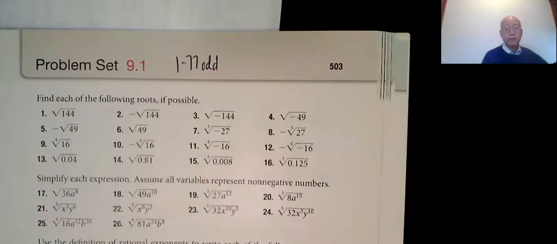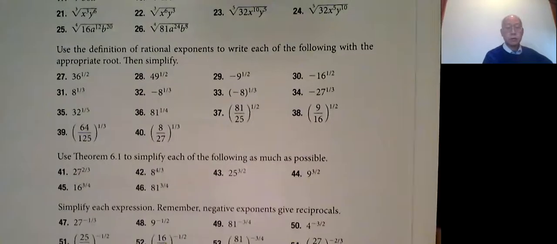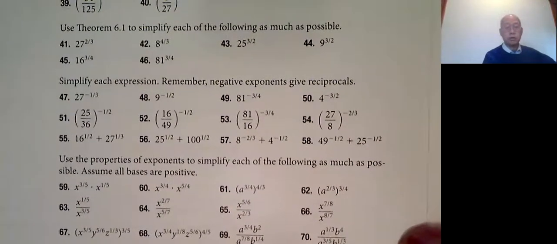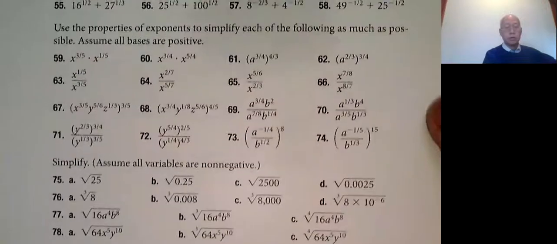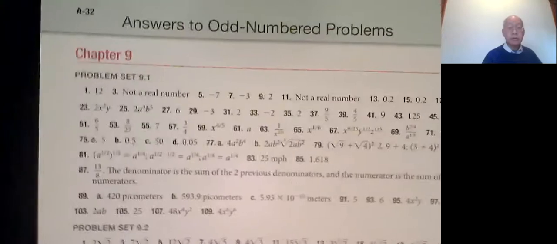These are notes for section 9.1. Okay, section 9.1 here, page 503, 1 to 77 odd. So there's up to 25 or so. Some more. Video. And then the answer is in the back of the book. See 9.1.